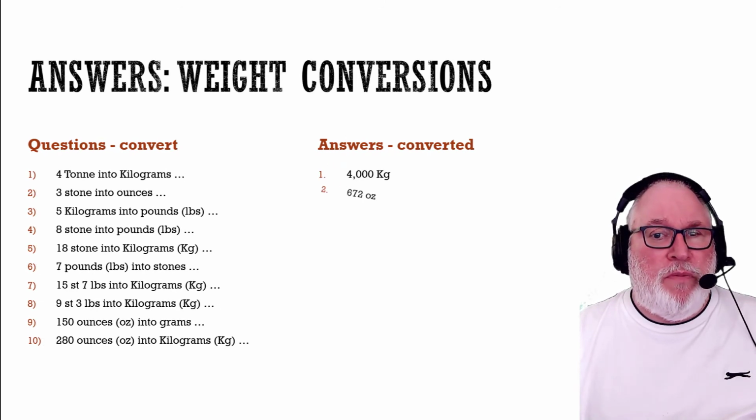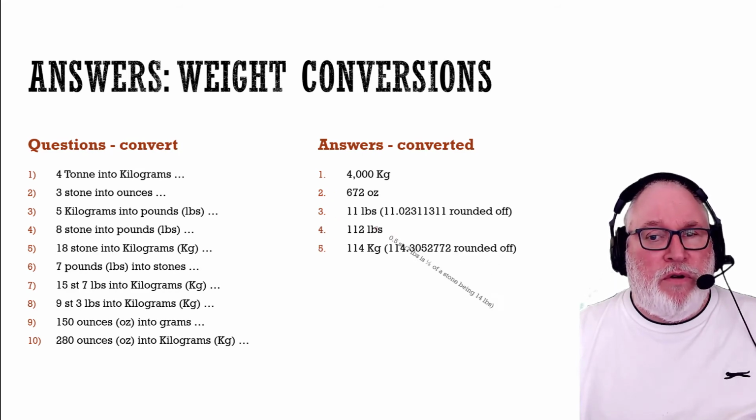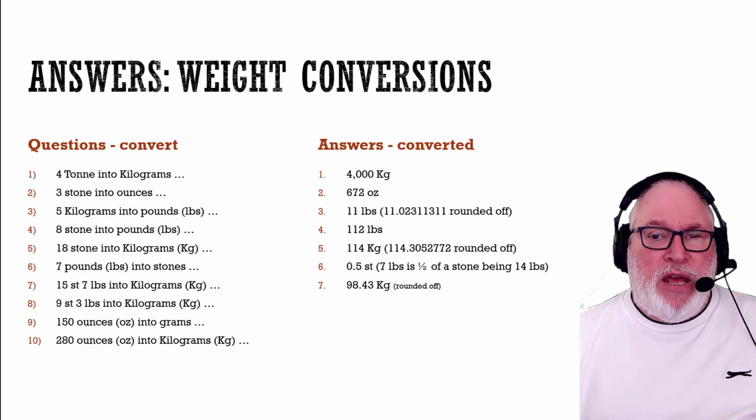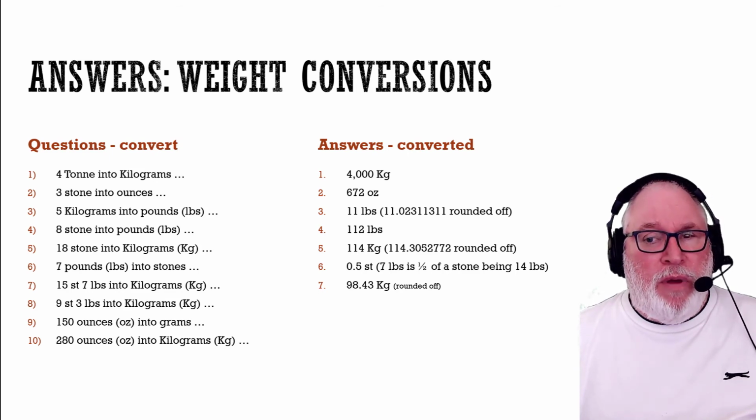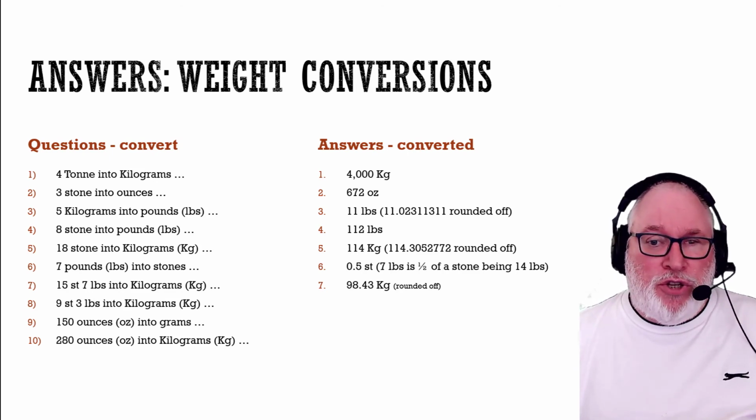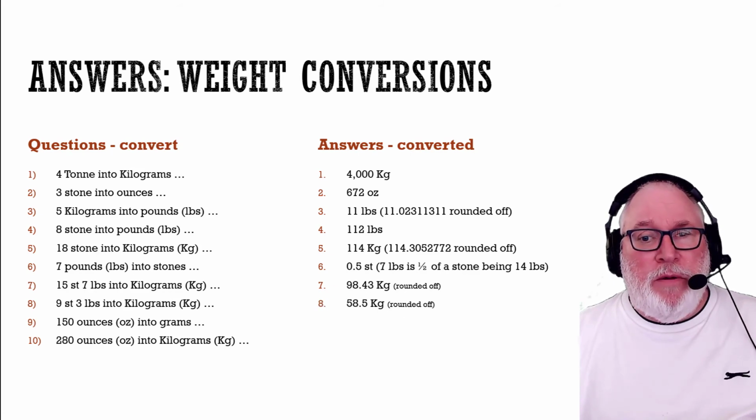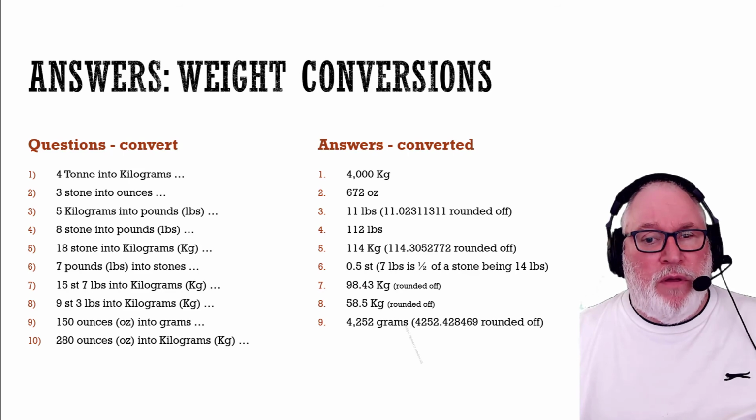Okay, so there we go. You'll notice that some of them have been rounded off, because some of them are rounded down. Just a wee explanation there as well. 7 pounds is half of a stone. Remember that it's 14 pounds in a stone. So rather than just putting 0.5 stone, it would be 7 pounds. So again, some of them rounded off.